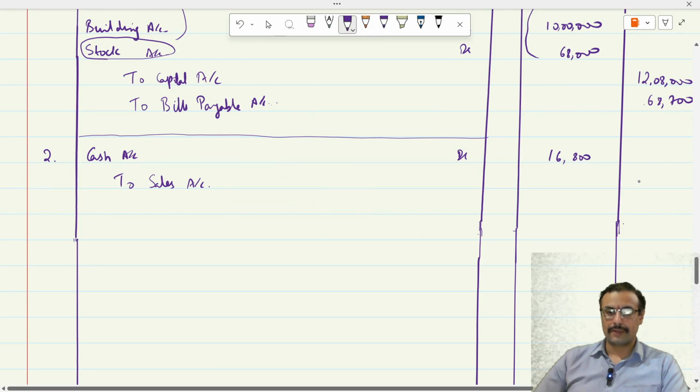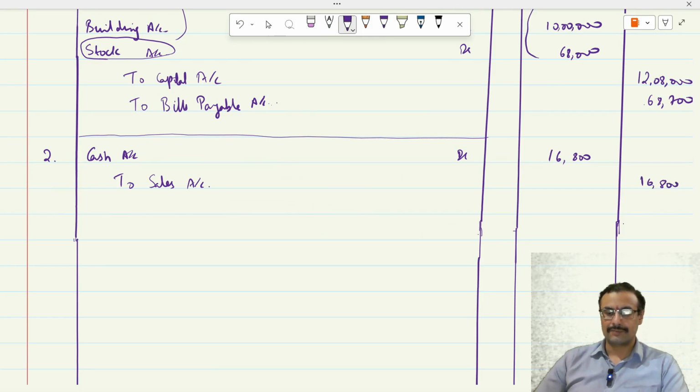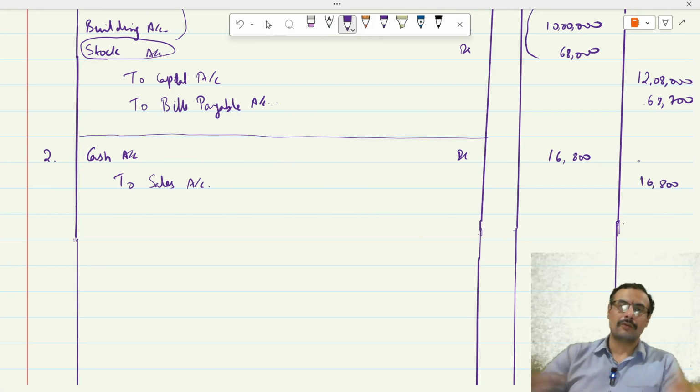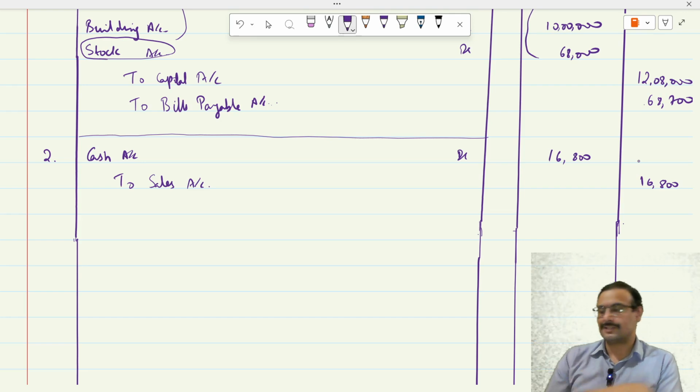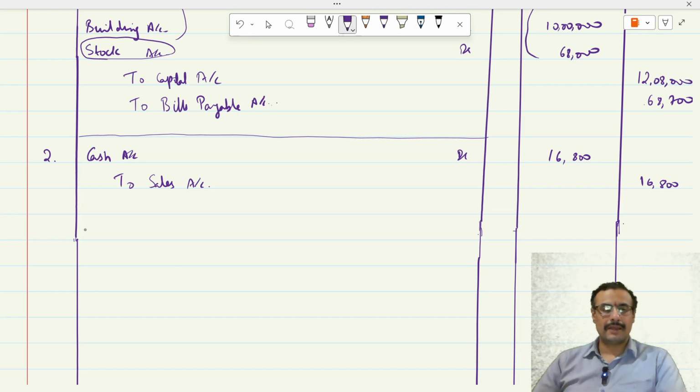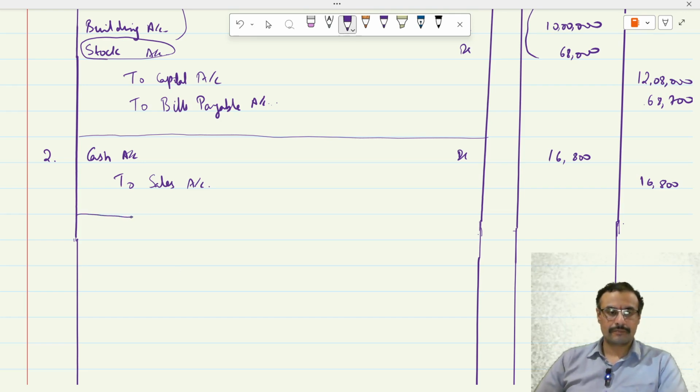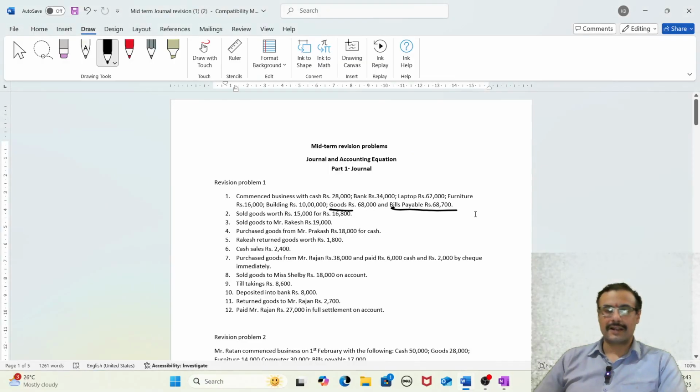You should not bifurcate. Whenever goods have been sold, even if they are giving you the profit element directly or indirectly, you should not consider it. You should write it as one amount, cash account debit to sales account. The narration will be "being cash sales made." The trick to write the narration is just write the transaction but start the sentence by writing "being."